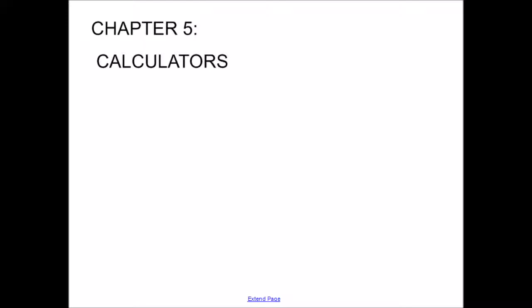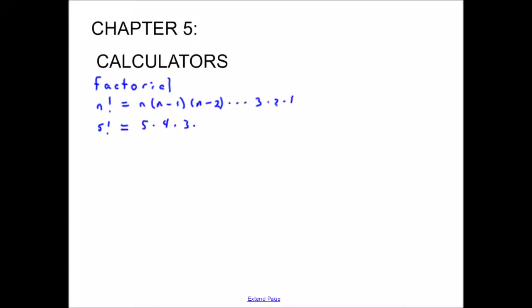Some simple notation that you're going to have to be using and dealing with is a factorial. Noted n factorial, which is n times n minus 1 times n minus 2 dot dot dot 3, 2, 1, however far. Example, 5 factorial is 5 times 4 times 3 times 2 times 1, etc.